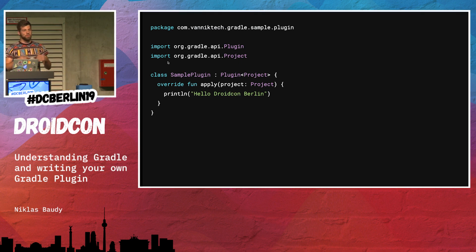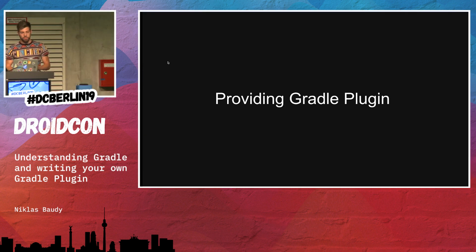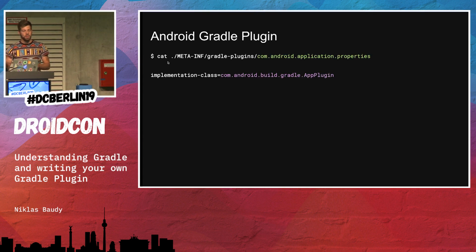So this is everything for our plugin itself. Now imagine that we have this little box, but somehow we need to provide that plugin, because others should be using it. Providing the plugin: remember in the previous case with the Android Gradle plugin, there was this properties file. Somehow we also need to have that properties file inside our jar, where we say the implementation class is the fully qualified name for the plugin that we just created.